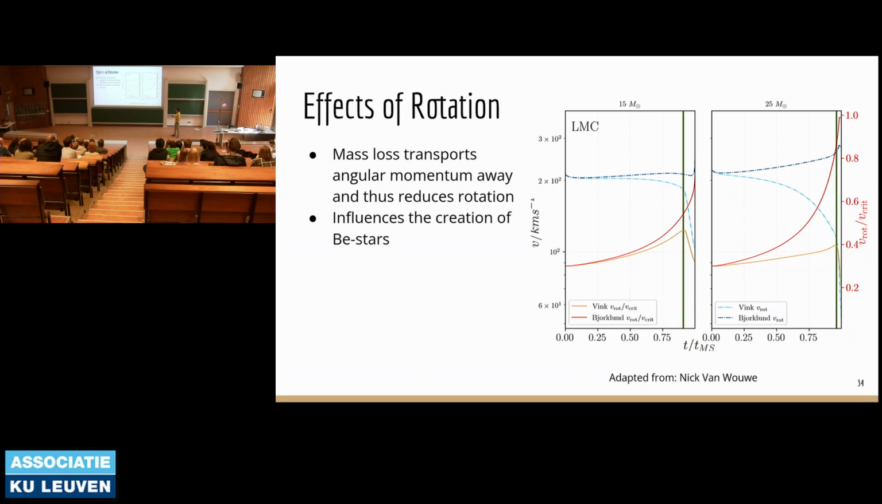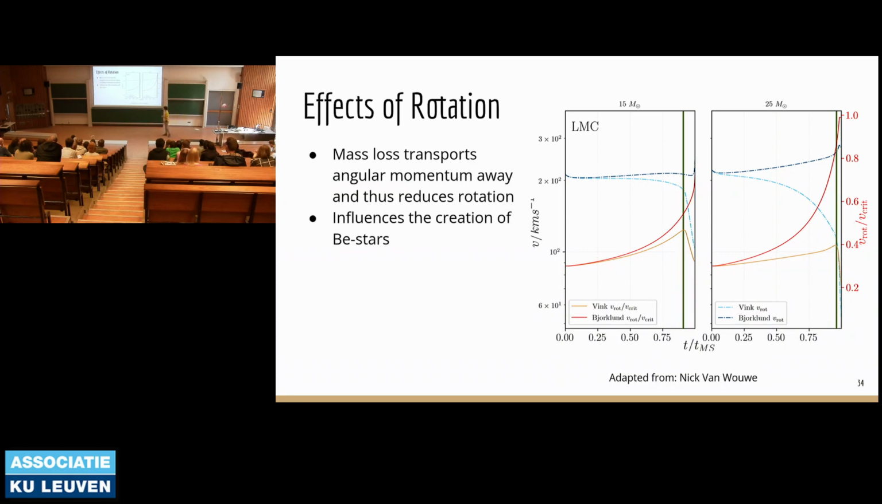And what you can see in the blue lines is that the light blue line tells you that the Vink rate is dropping off a lot once the bistability jump sets in, while the Björklund rate actually doesn't lose much angular momentum and therefore doesn't really slow down. So this is another reason to care about this mass loss rate, as it could influence rotation rates. If you're interested in that, for instance, for Be stars, this is something to take into account.